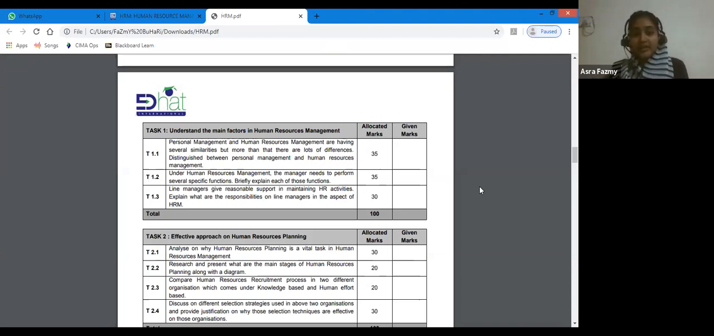Personal management and human resource management have several similarities, but more than that, there are a lot of differences distinguished between personal management and human resource management. So what are they asking you to do here? They're saying that personal management and human resource management have similarities and differences. You have to find out. Distinguish means you have to find out the similarities as well as the differences.